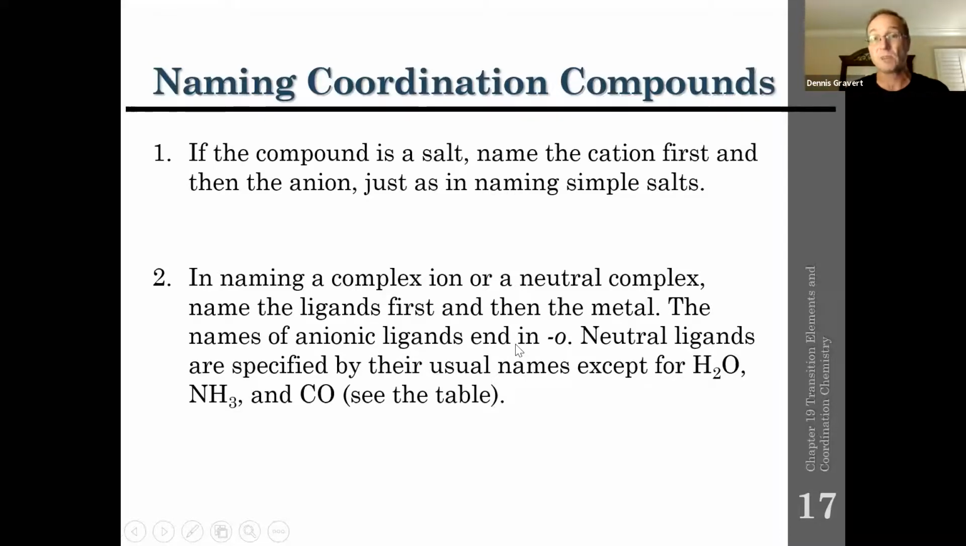I will give you names of ligands on the test. That's a nice pattern. They all end in O. Neutral ligands have the usual names, so I'll give you the list. I will give you the unusual names. For water, it's aqua. So if you know some Spanish, agua, change the G to a U and you've got aqua. You already know this is ammonia, but we're going to call it ammine. We'll see that in a minute. And this is carbon monoxide, the molecule, but when it's a ligand, it's called carbonyl. Again, I'll give that to you.